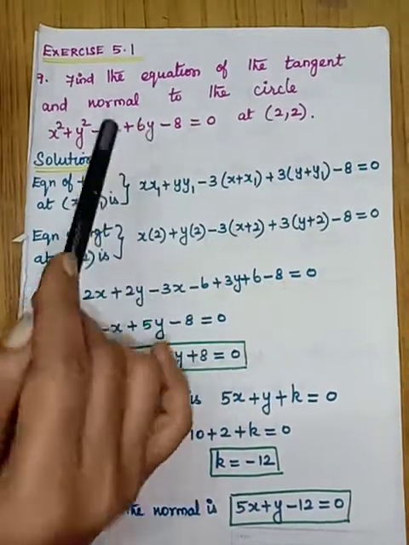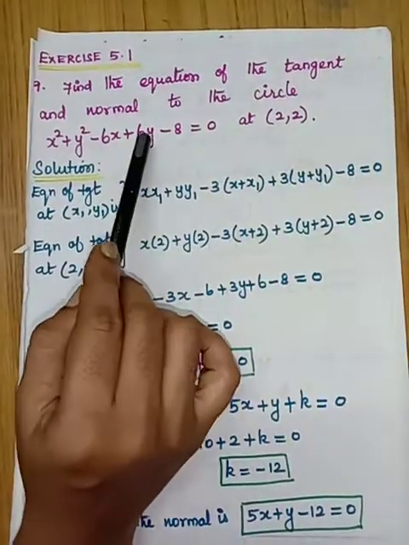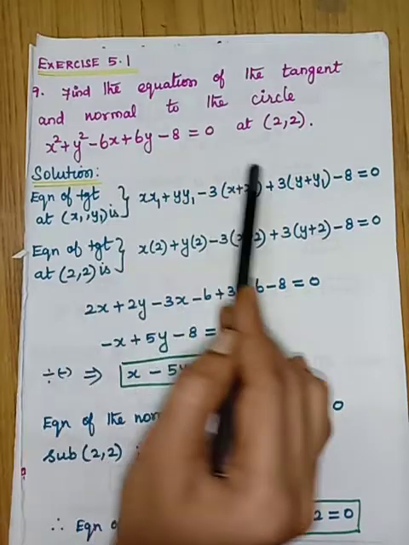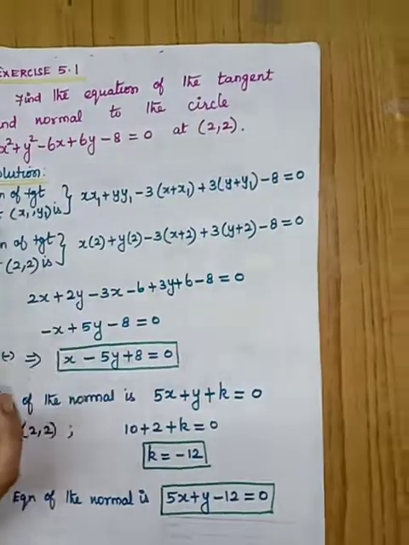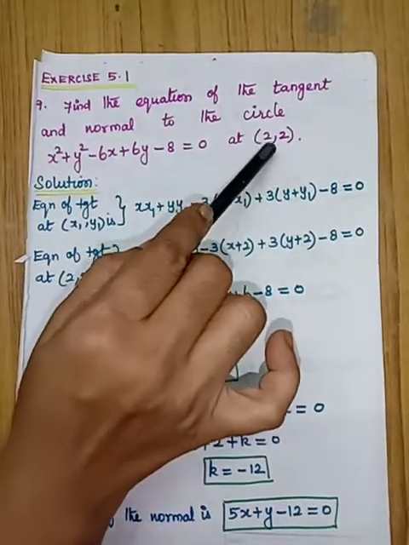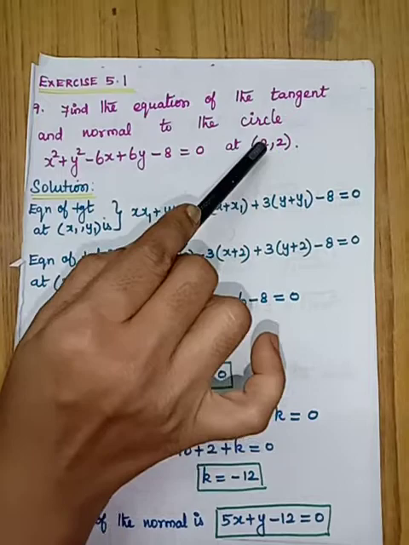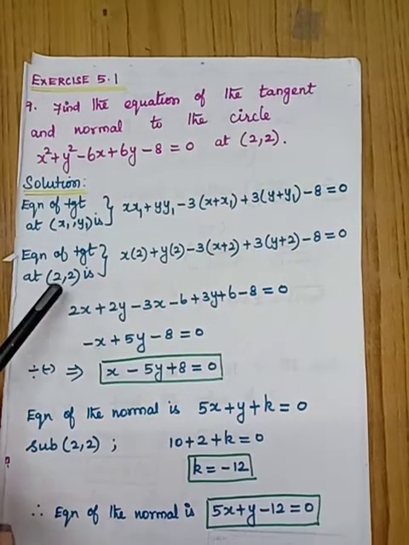In the same way, y, how it will be replaced? Half into y plus y1. So the half of 6 is 3. So minus 8 is equal to 0. This is the equation of the tangent at x1 comma y1. From which point do you want it? You want the point at 2 comma 2. So in the place of x1 y1 you have to substitute 2 comma 2.